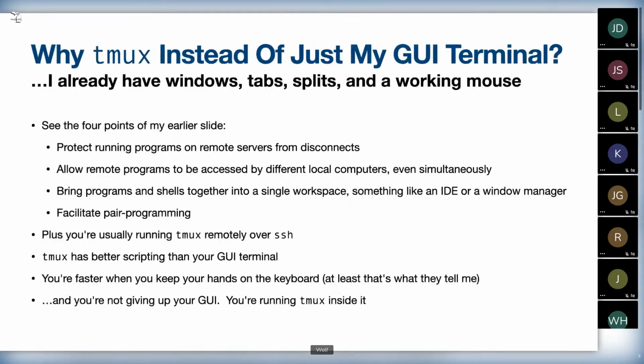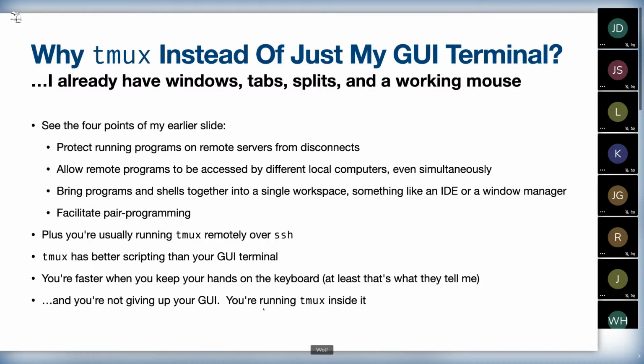So why would you use TMUX instead of just your GUI terminal? I mean, your GUI terminal already has multiple windows and probably has tabs and almost certainly has splits, and it definitely has a working mouse. Well, mainly, those four things I talked about earlier: protect running programs on remote servers, allow remote programs to be accessed by different local computers, bring programs and shells together like an IDE, and facilitate pair programming.